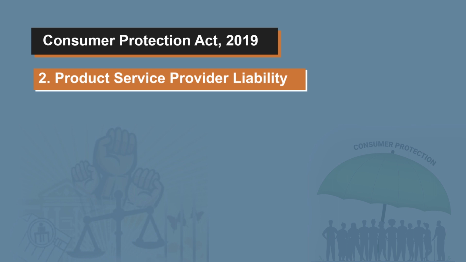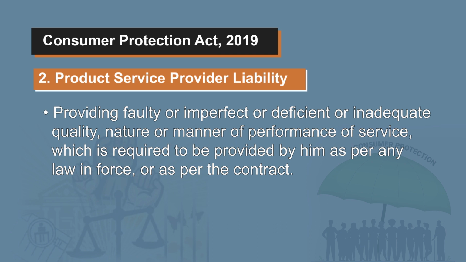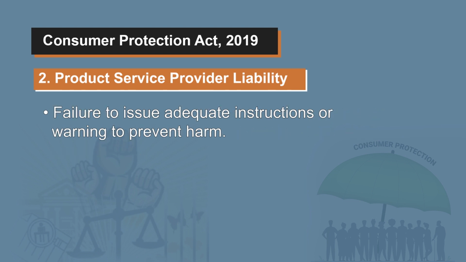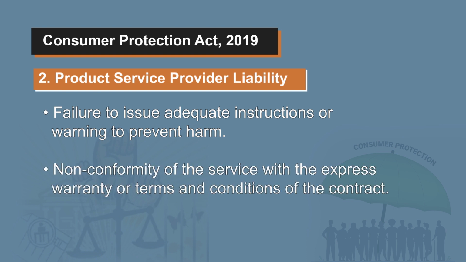Coming to the product service provider's liability, he shall be liable in a product liability action in any of the following circumstances: providing faulty or imperfect or deficient or inadequate quality, nature or manner of performance of service which is required to be provided by him as per any law in force or as per the contract; act or omission or commission or negligence or conscious withholding of any information which caused harm; failure to issue adequate instructions or warning to prevent harm; non-conformity of the service with the express warranty or terms and conditions of the contract.